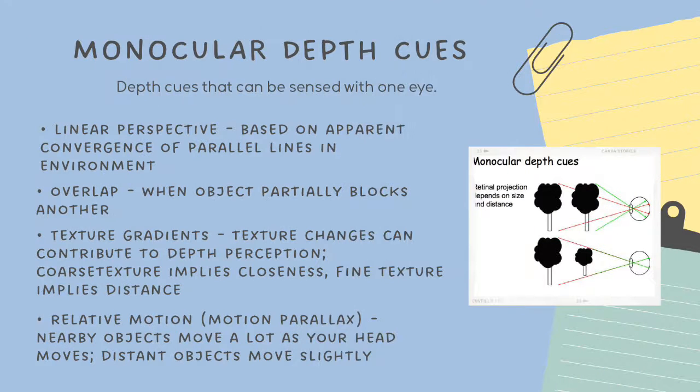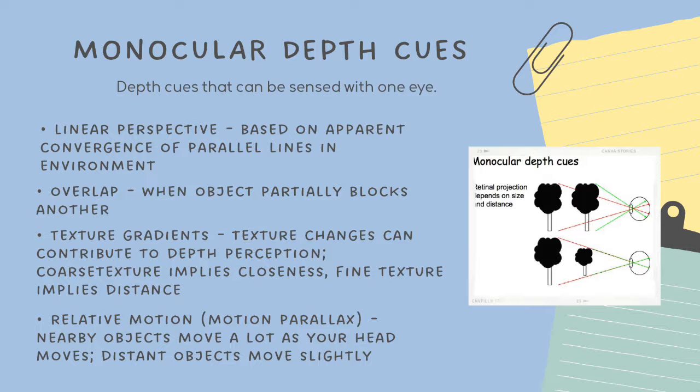The other depth cue that works with just one eye is called monocular depth cues. As its name implies, monocular depth cues can be used to construct a three-dimensional perception with information received from just one eye. Monocular depth cues also underlie depth perception. They are linear perspective, relative size, height in the picture plane, light and shadow, overlap, texture gradients, aerial haze, and motion parallax. Linear perspective is based on apparent convergence of parallel lines in an environment.